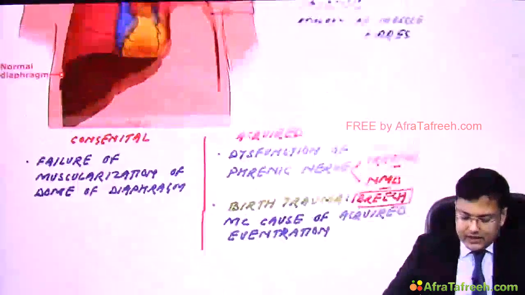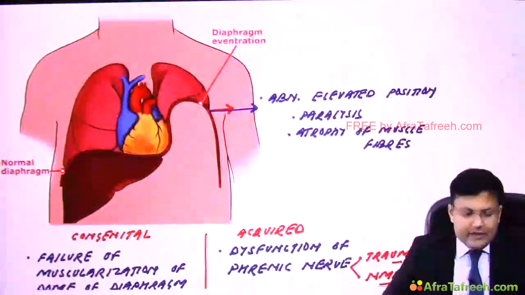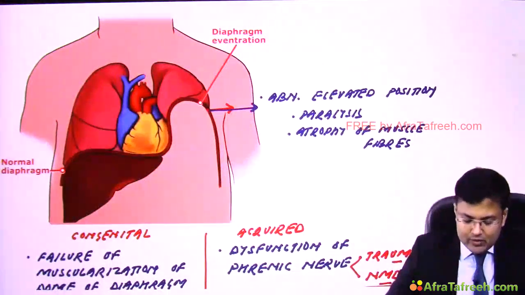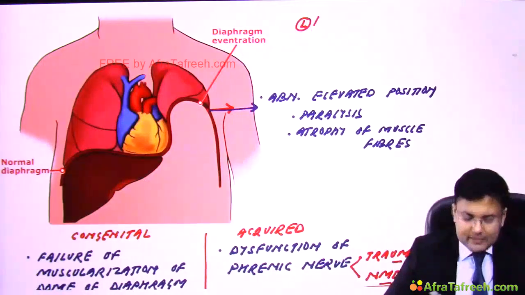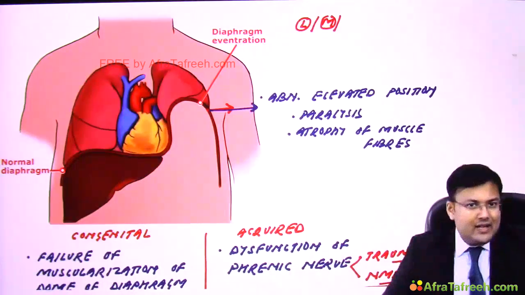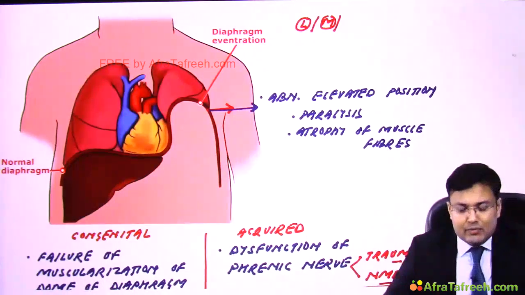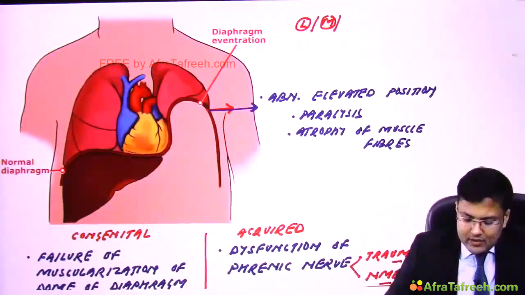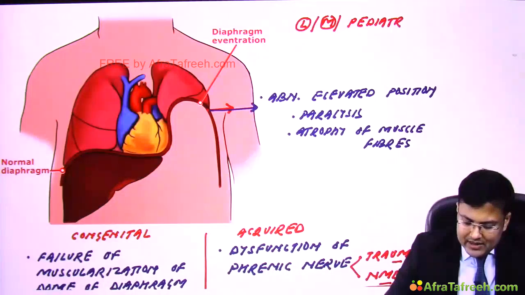Clear? Now see, generally this eventration of diaphragm, here you can see it is more common on which side? Left side. Generally it is more common in males and it is more common in pediatric population. So left side, more common in males, and more common in pediatric population.